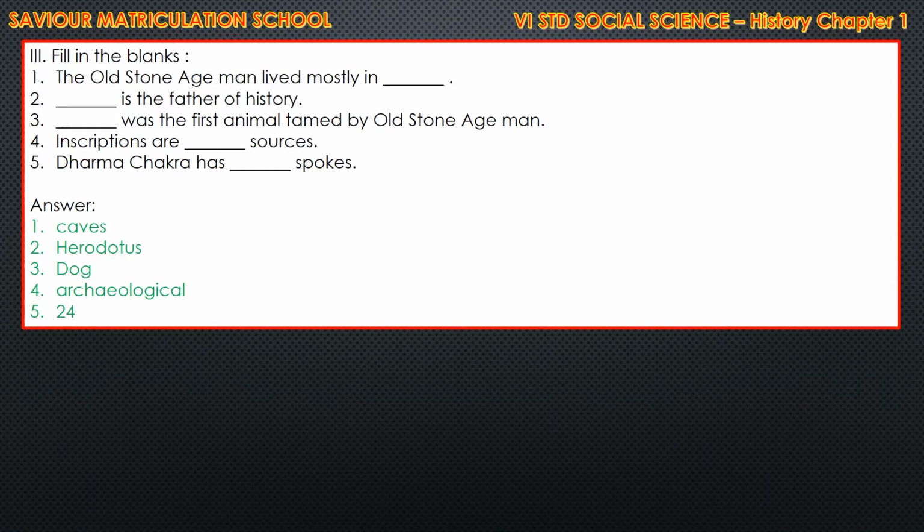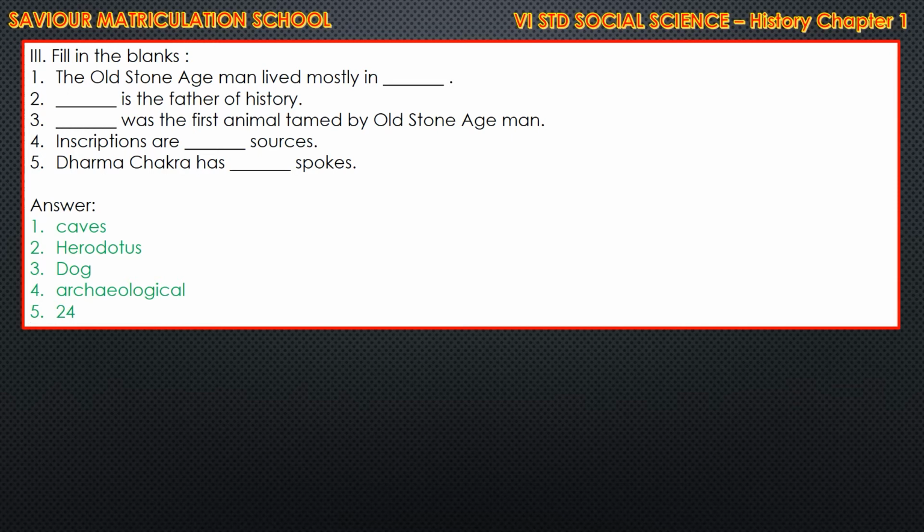And the second one. Dash is the father of history. Who is the father of history? Herodotus. Very good. Children, you just say, who is the father of a nation? Yes, Mahatma Gandhi is the father of a nation. Like that, who is the father of history? Herodotus. Okay. Now, third one. Dash was the first animal tamed by old Stone Age man. Which was the animal? I told you already. Yes, very good. Dog. The third answer is dog.